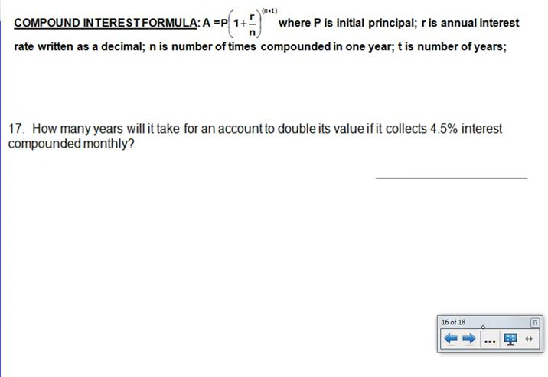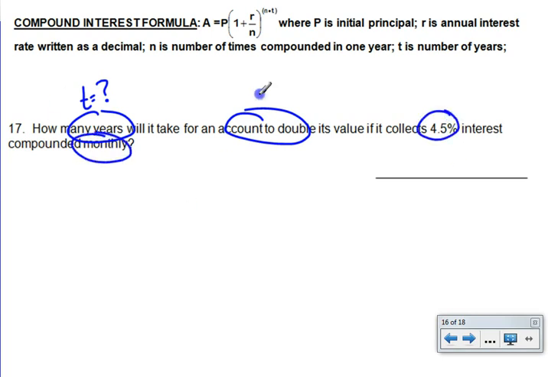Compound interest formula again. This time, they don't tell us how many years. So the question is, what is t? And we want the account to double, and it's going to collect 4.5% interest compounded monthly. So they want the account to double. They don't tell us how much is in the account, but I think it doesn't really matter. The interest rate is 4.5%, so we're going to write that as 0.045. And the n, the number of times you collect interest, is a 12.